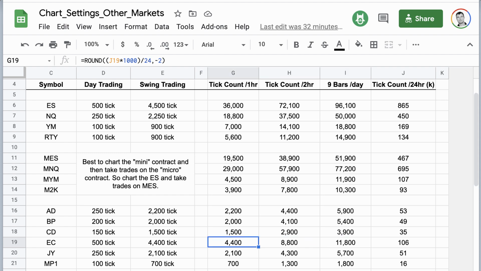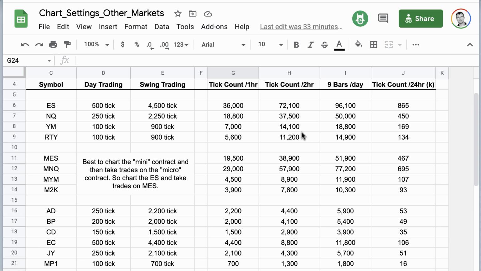And then 2 other settings I'd recommend is looking at the tick count for a 2-hour period. Again, we're just taking that raw number, dividing it by 12, or a 1-hour chart. So this is taking that raw number and dividing it by 24 hours. So this is what I've chosen now as my preferred setting for my tick bar charts for swing trading these different futures markets. And the euro ends up being a 4400 tick bar chart.